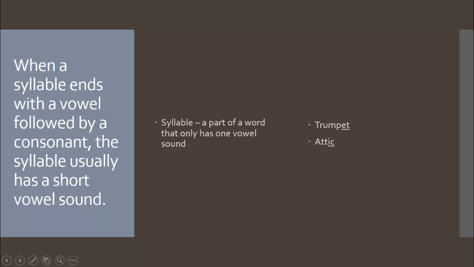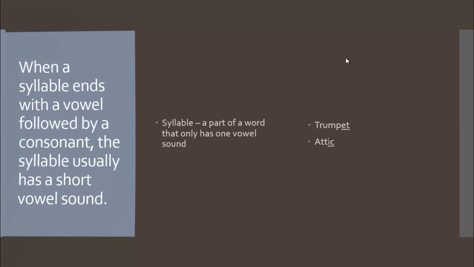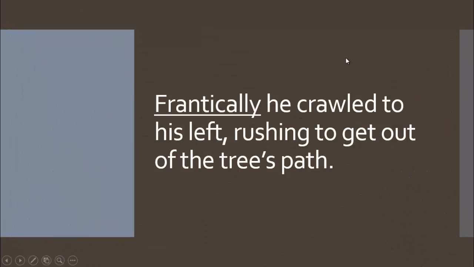Trumpet. The E, the vowel, is followed by the consonant T in the syllable of that, and so it is a short vowel sound that the E makes. In attic, we have the vowel I followed by the consonant C. Again, we're going to use then the short vowel sound of I for that I. Knowing this helps you to sound out words that you might not recognize when you're reading something out loud.